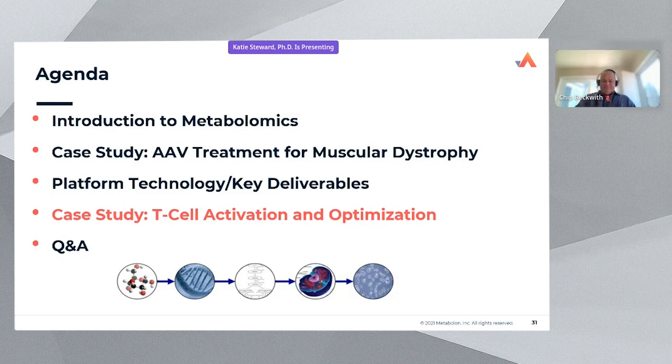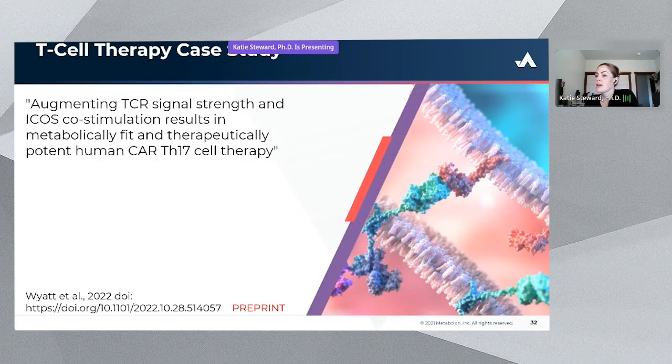So moving right along, we'll talk about this next case study, the T-cell activation and optimization. The second case study that I wanted to share with you today is one from a group out of Emory that worked on optimizing T cells.